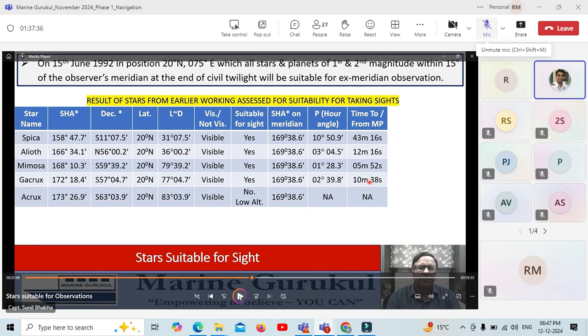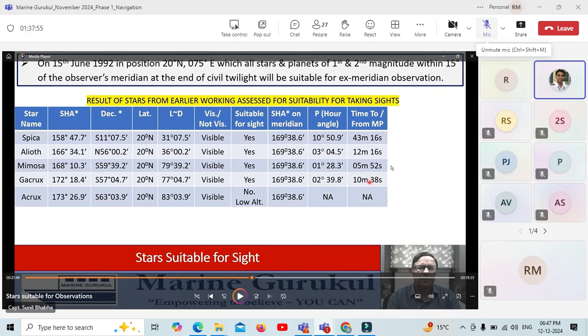Yes. Okay, very good, beta. Now try to understand what we have obtained. What is this 43 minutes? This 43 minutes is basically how far Spica is from my meridian. Spica is going to take 43 minutes to come on my meridian.